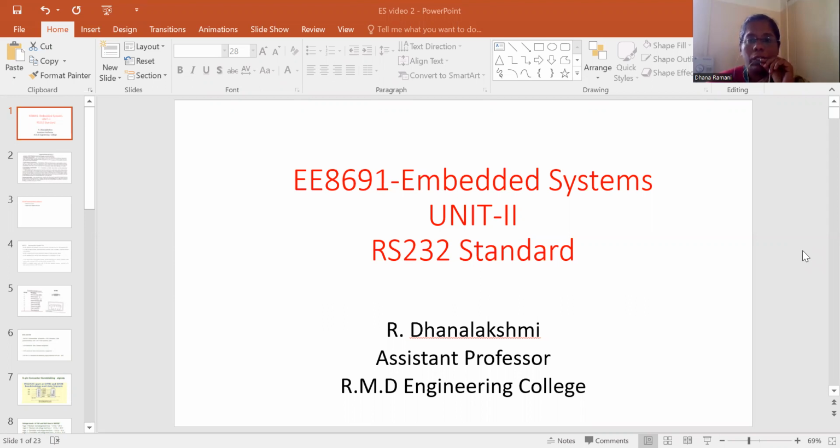In this session, I would like to discuss the RS232 standard in the subject Embedded Systems, where in Unit 2 we were discussing ports, buses, and communication protocols. One of the serial communication protocols is the RS232 standard. So in this session, I would like to discuss the RS232 standard.